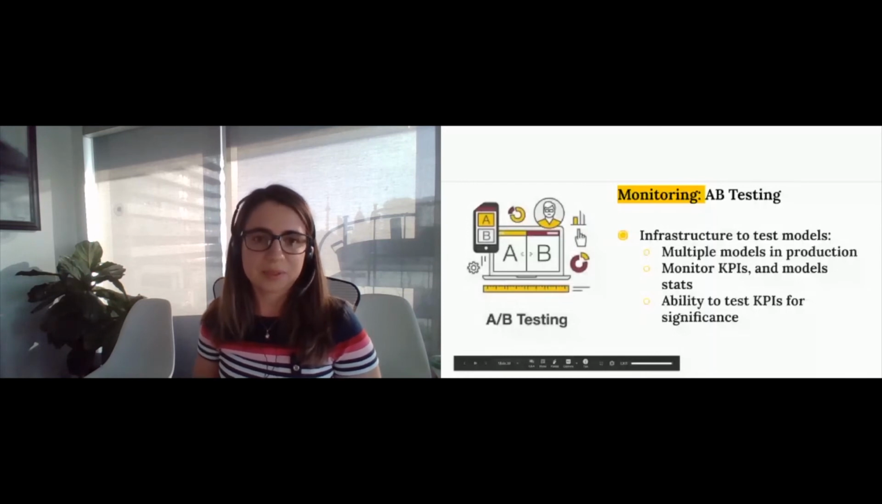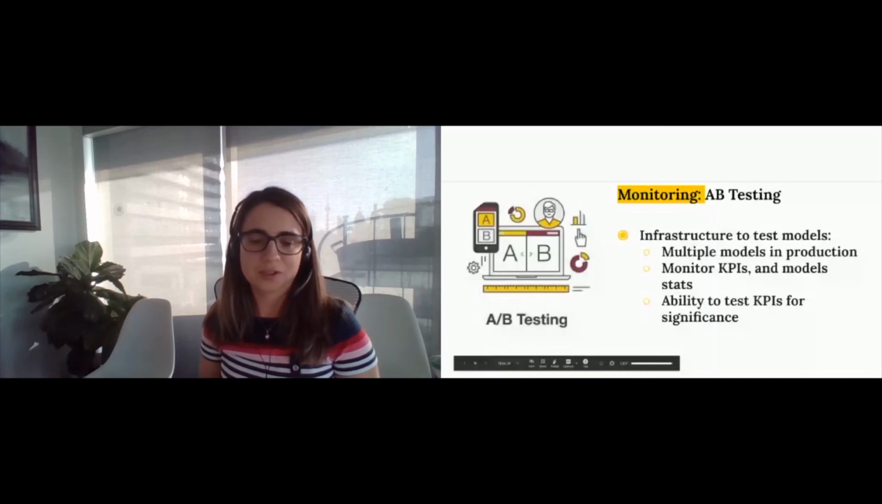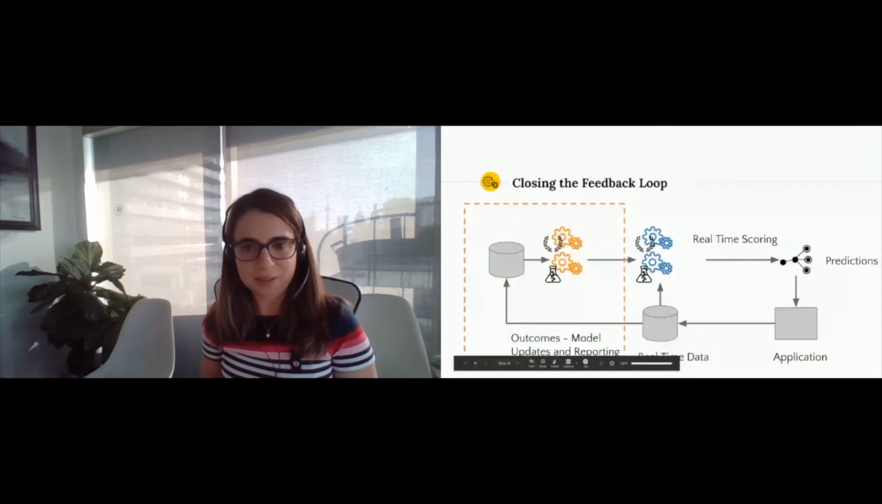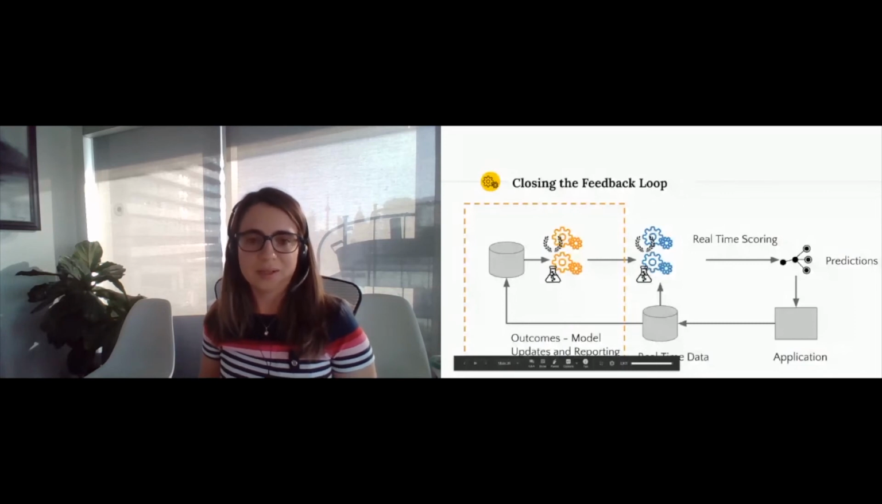And again, the last piece, closing the feedback loop. This is often overlooked. People get very excited about launching a model in production, generating predictions, and getting outcomes. And sometimes just the link between the predictions, the outcomes, and the business metrics is hard to put together.